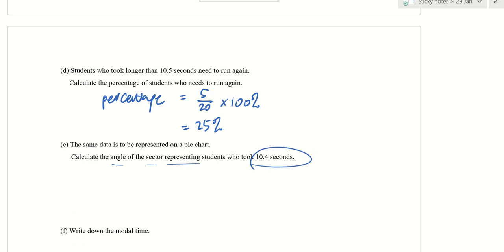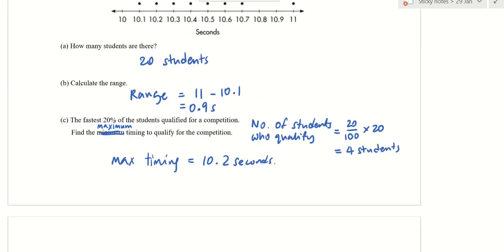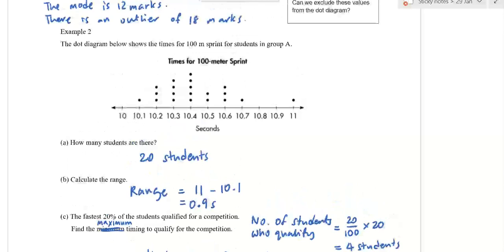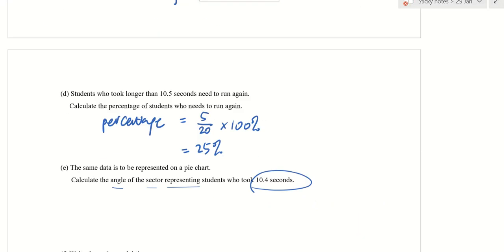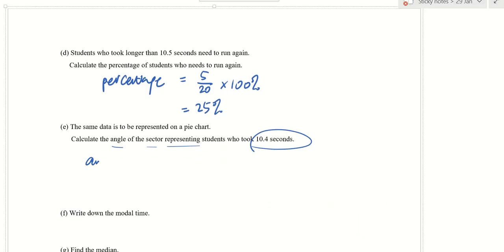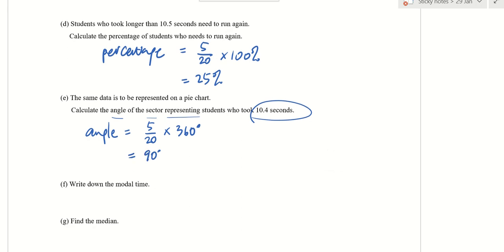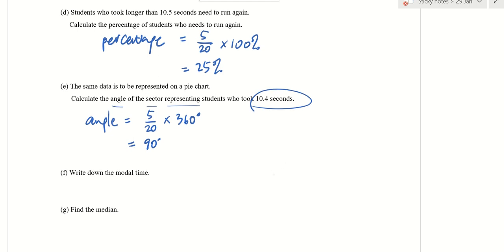So in a pie chart, it looks like a circle with a total angle of 360 degrees. So those who took 10.4 seconds, we have 1, 2, 3, 4, 5 of them. So the angle will be 5 out of 20 people. Instead of multiplying by 100%, total is 360 degrees. So put in your calculator, if you can do it mentally, it is just 1/4, right? So 90 degrees.